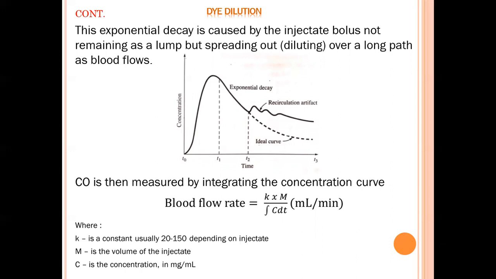So the blood flow rate in this case will be equal to K times M over the integral of C, where K is a constant, usually 50 to 150 depending on the injectate, and M is the volume of the injectate, and where C is the concentration.